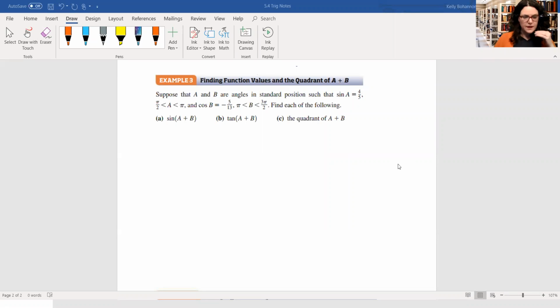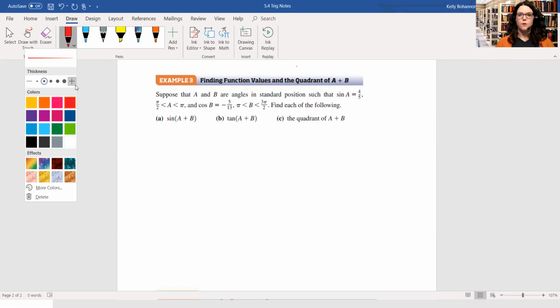All right, this one is very similar to the one that we did in 5.3. We're just using the sine sum and difference identities this time, but I'm going to use a different method than I did the last time, just so that you can have a different method to use if you prefer, of finding the pieces that we're missing.